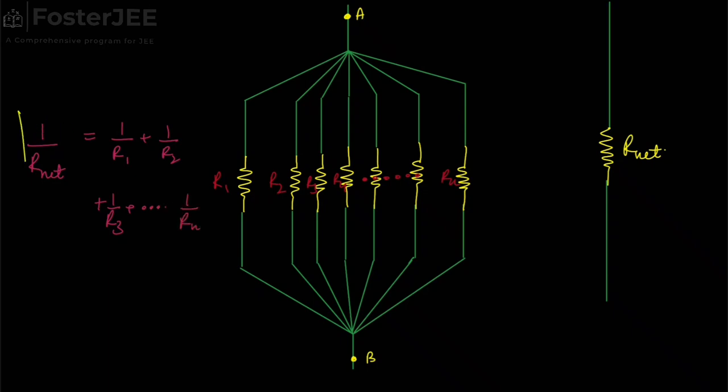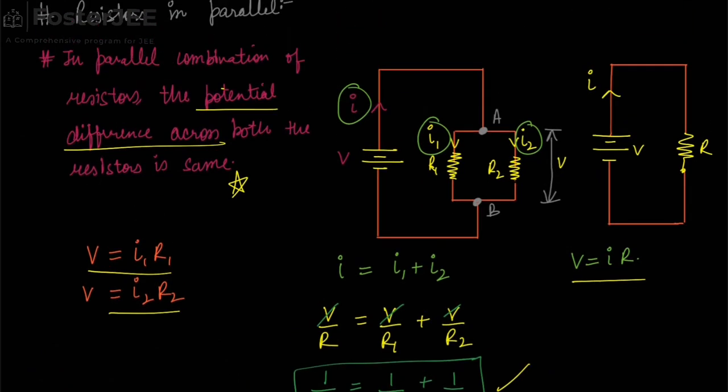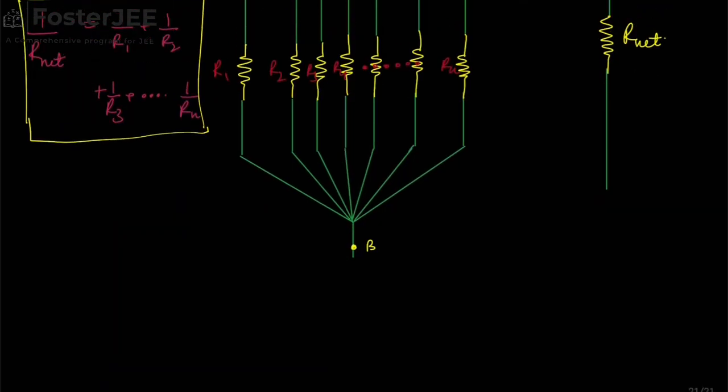So this is the result for parallel combination of resistors. I hope this is clear. Now we will take up a very simple example to illustrate what we have studied.